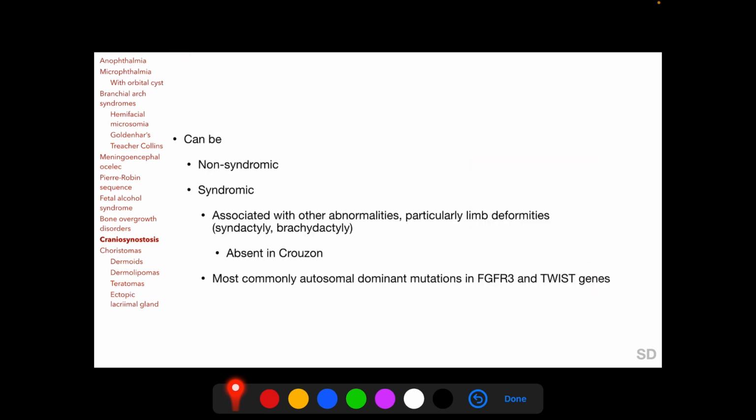Craniosynostosis is called non-syndromic when it occurs as an isolated anomaly, and it is called a syndromic one when it is associated with other abnormalities. And among the other abnormalities, syndactyly and brachydactyly are most frequent. Syndactyly is fusion, either partial or complete, between two adjacent fingers, and brachydactyly refers to short fingers. However, in Crouzon's disease, associated abnormalities are absent. Syndromic craniosynostosis are most commonly autosomal dominant genetic mutations in FGFR3 and twist genes.